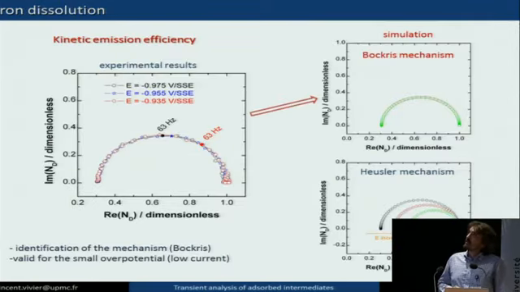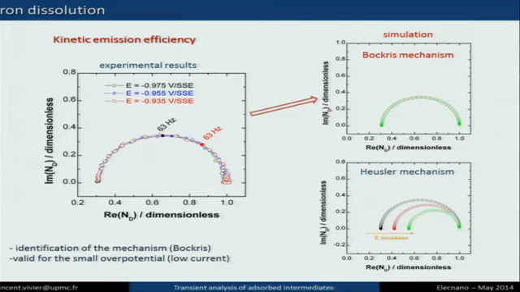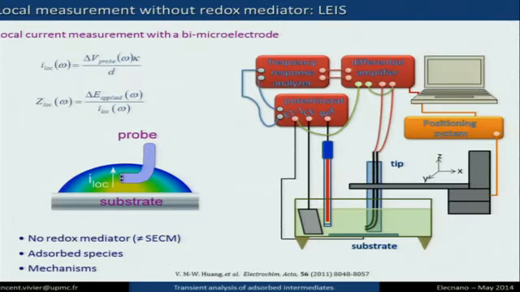Now I calculate the kinetic emission efficiency for 3 different potentials. As you can see, I just see a small shift of the frequency here. If I perform the simulation for the Bockris mechanism, I have something very similar. But if I assume that it is the Oechsler mechanism, here I have a change in the high frequency limit, depending on the potential. So here we have to go to the Bockris mechanism, as already stated in the literature.